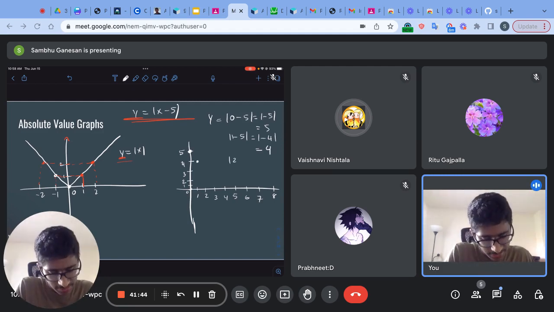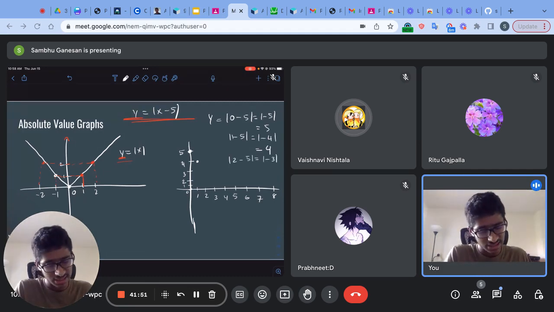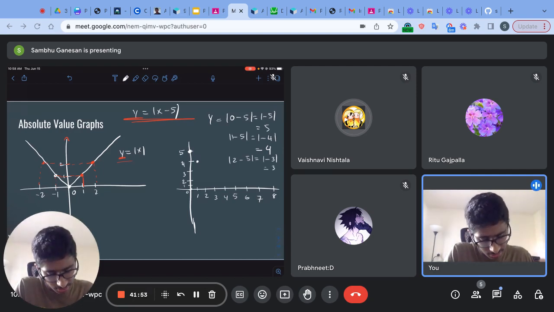Now let's plug in x equals 2. So absolute value of 2 minus 5 equals negative 3. Absolute value of negative 3 is nothing but 3. So we can plug it in right here. And similarly, when you plug in 3, you get 2, and plug in 4, you get 1.